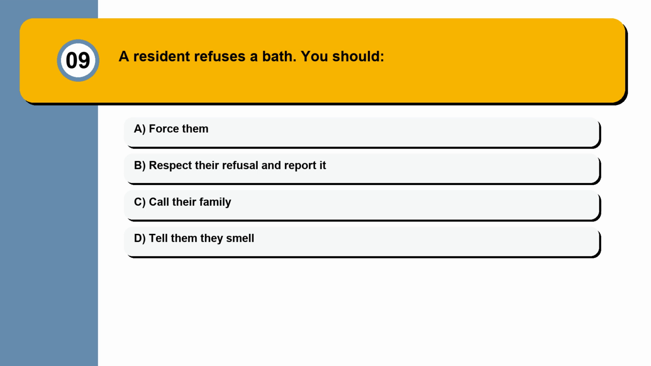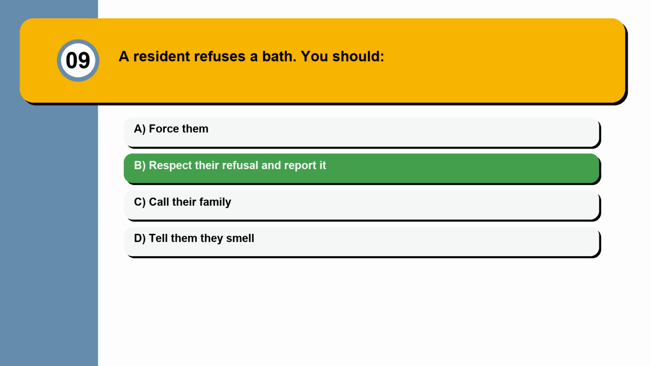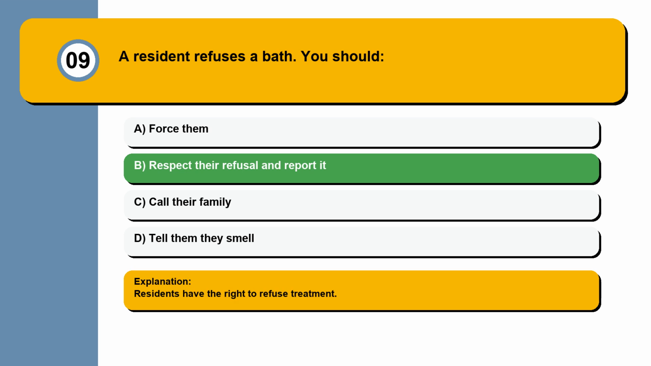Question 9. A resident refuses a bath. You should force them, respect their refusal and report it, call their family, tell them they smell. Residents have the right to refuse treatment.